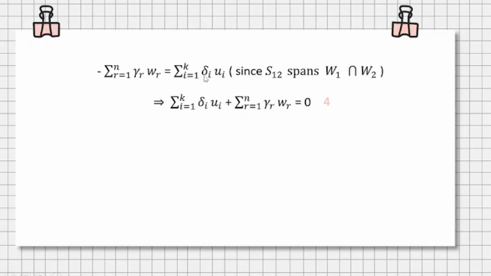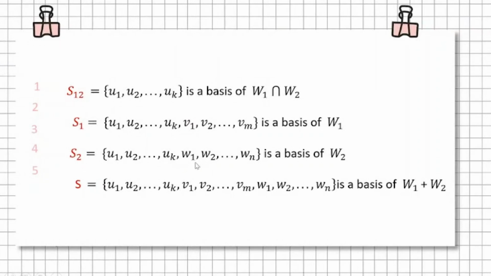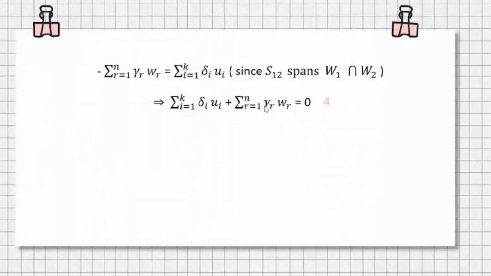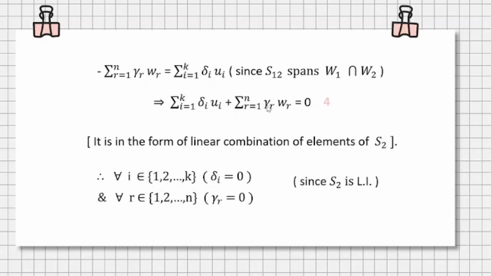Now adding the linear combination of gamma wr on both sides of the equation, we get this, right? Now see here, it is the ui and wr, i equal to 1 to K and r equal to 1 to N. Now see the S2, it is the elements U1 up to UK and W1, W2 up to WN. It is a basis of W2. Therefore, since it is a basis, it is linearly independent, right? Yeah. Then what can we say from this? All the delta i's and gamma r's are 0. Yeah, that's correct. All the scalars are 0 since S2 is a linearly independent set.